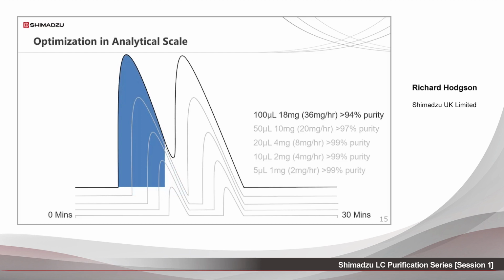Now if we double the injection volume, we have partial co-elution. We are having to stop collecting the fraction partway down the back slope because we are getting a mixing of the 2 peaks. Our purity has dropped, but it's still higher than the greater than 92% requirement. We have taken the method optimization at analytical scale as far as we can.